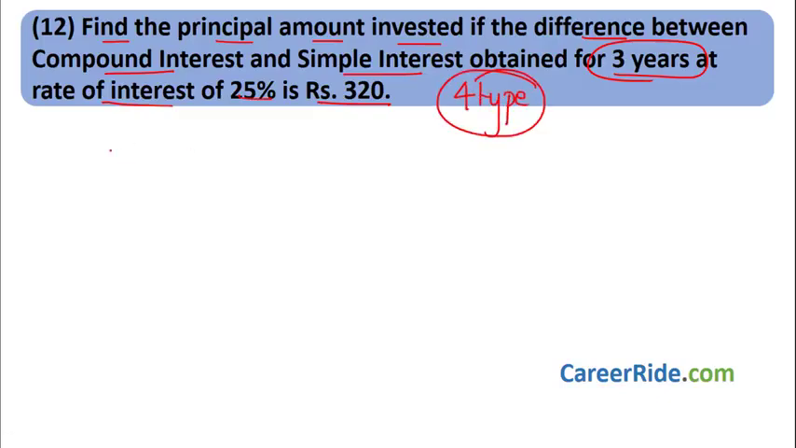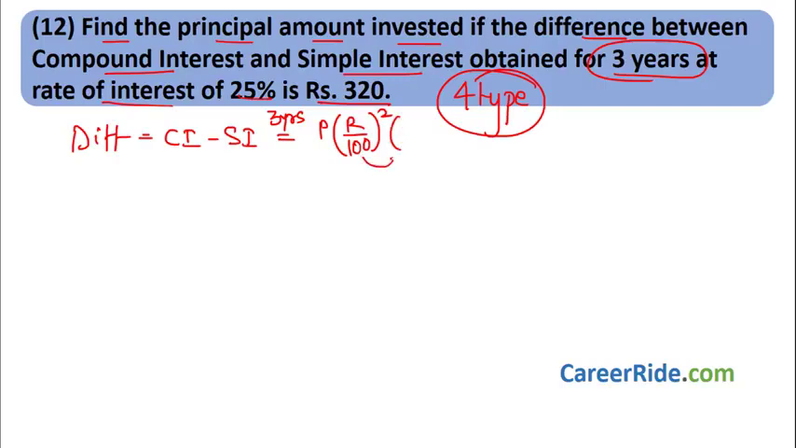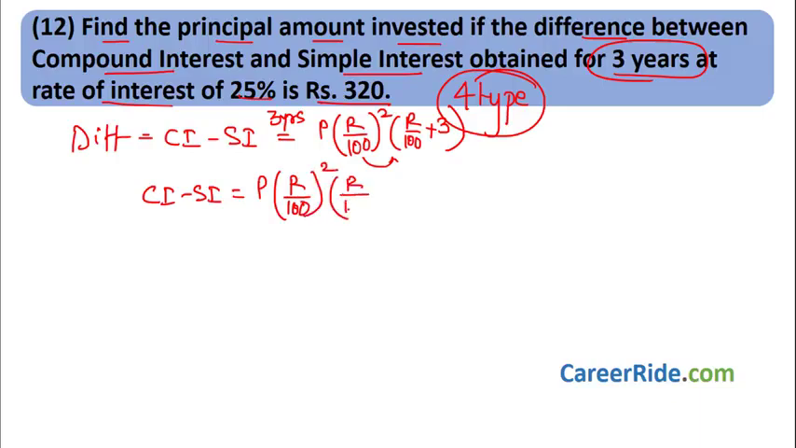The formula, as we saw, if they have given a difference between compound interest and simple interest, then for 3 years, the formula becomes: first we write the formula for the second year, this raised to the square, and we add one element for the third year. Write the same thing over here, r upon 100, and since it is the third year, we add 3 to it. So CI minus SI equals P into r upon 100 the whole square, like the second year, plus one element: r upon 100, and since it is the third year, add 3.